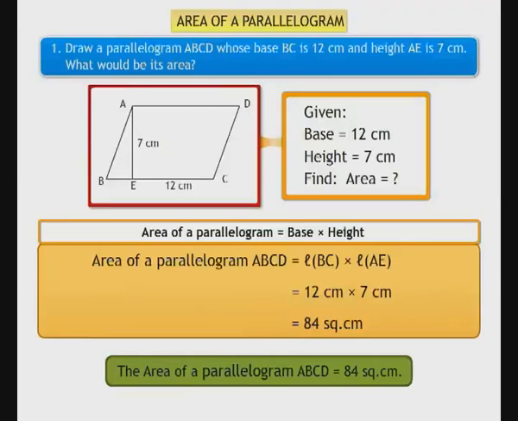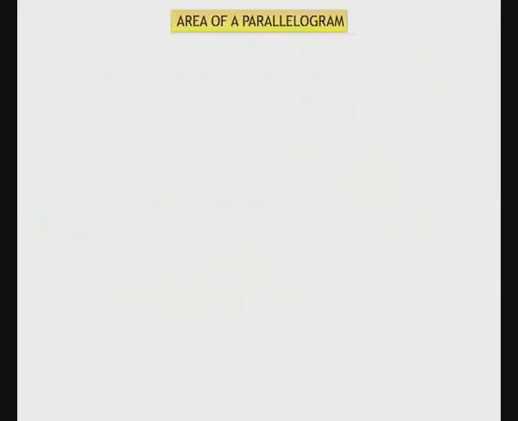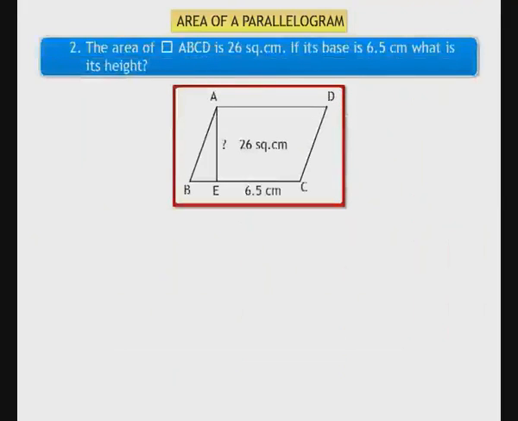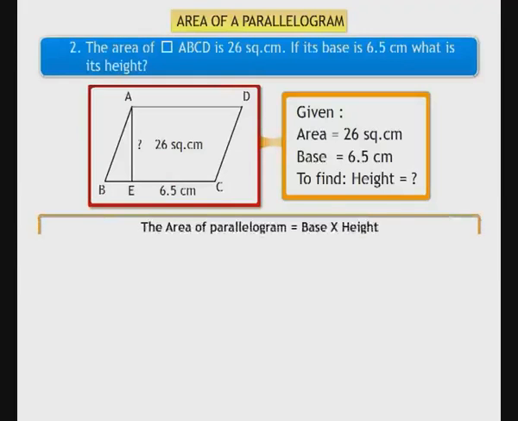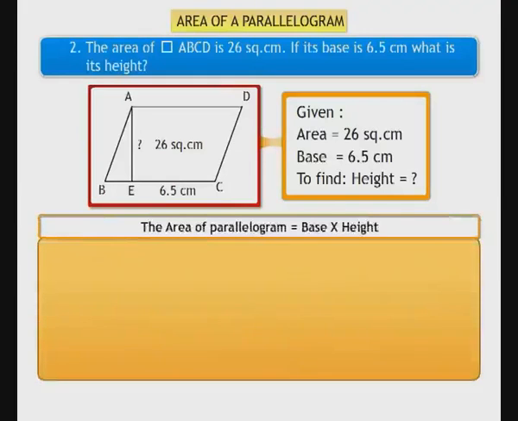Therefore, length AE is equal to 26 divided by 6.5. First, remove the decimal point by multiplying the numerator and denominator by 10. 26 into 10 divided by 6.5 into 10, which is equal to 260 divided by 65, which is equal to 4 centimeter after reducing to the lowest term. Therefore, the height of the parallelogram ABCD is 4 centimeter. In the same way, you can find the base of a parallelogram when the area and height of the parallelogram is given.